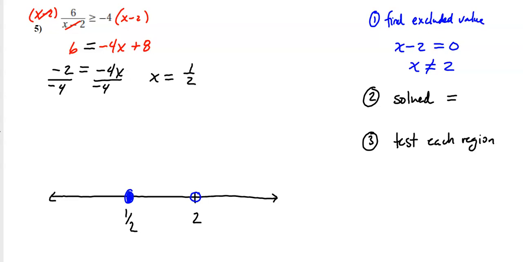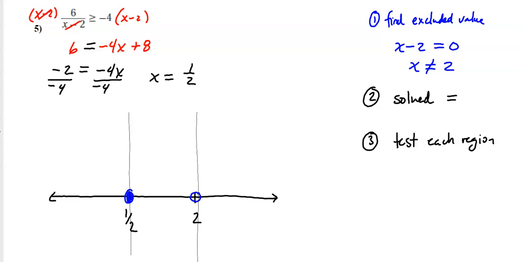Okay, I've got my two boundaries here. I've got when is it equal and what can it not be. If I put in some dotted lines here, there are 3 regions, and I'm going to test each one. I'm going to pick a number, stick it in, and test it.